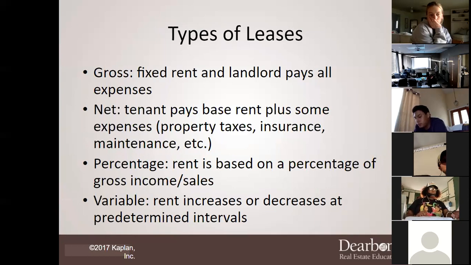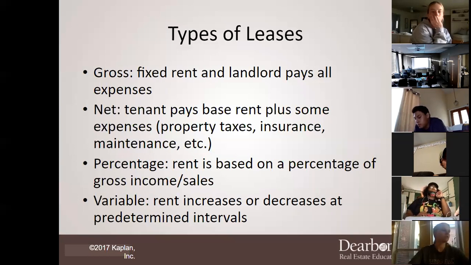A percentage lease is more for commercial because the rent is based on a percentage of the income of the property. So they say, we want 10% of your profits and you can live here in exchange. That would be a percentage lease. A variable lease is where rent increases or decreases at predetermined intervals. I have not personally seen one of those yet, but it would be more like an escrow in a mortgage situation, where the taxes go up or down, then their rent would increase or decrease based off of that.